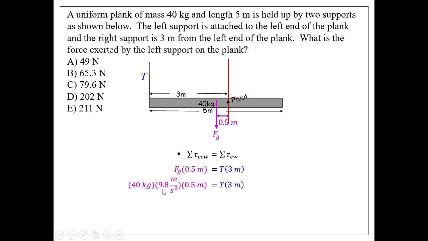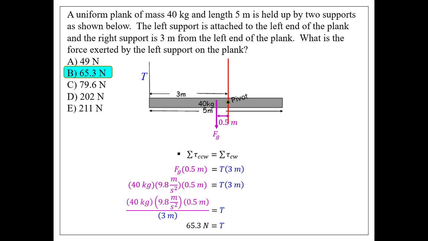That's just 40 kilograms times 9.8 meters per second squared times 0.5, which is the length away from the axis of rotation of the pivot. And then T here is our unknown, and how far is T away from the axis of rotation, which is 3. So if you simplify this on your calculator, solve for T, divide both sides by 3, and then voila, you get about 55.6 Newtons. That's going to match choice B.